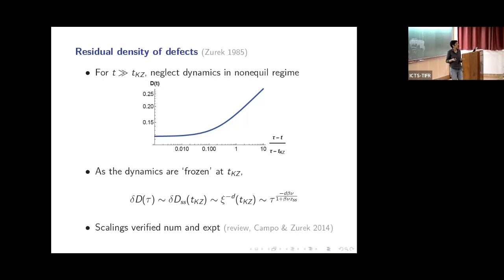So to first approximation, one could just say that let's completely neglect the dynamics in the non-equilibrium regime, and these dynamics are frozen at this special time t_KZ, and therefore the defects that we had over here, the same defects, just remain at the end of the quench also. So it's an approximation. Let me repeat. It says that the excess defect density at the end of the quench scales as the excess defect density at t_KZ. And that, just dimensionally, should be psi to the power minus d in d dimensions. And I already told you what psi at t_KZ is, and you can write down this formula for your favorite quench protocol.